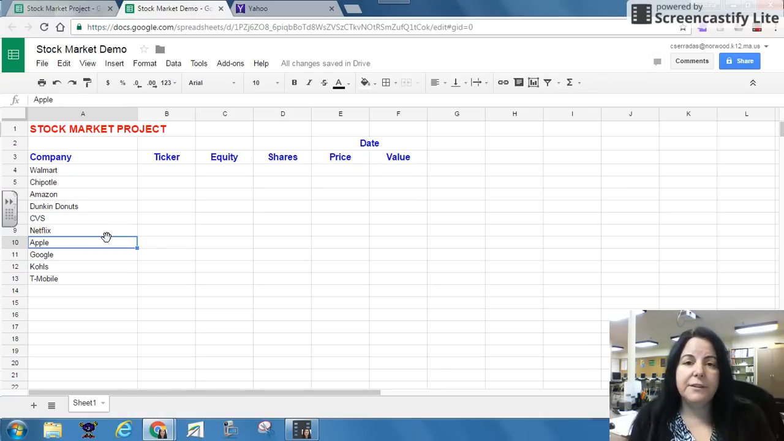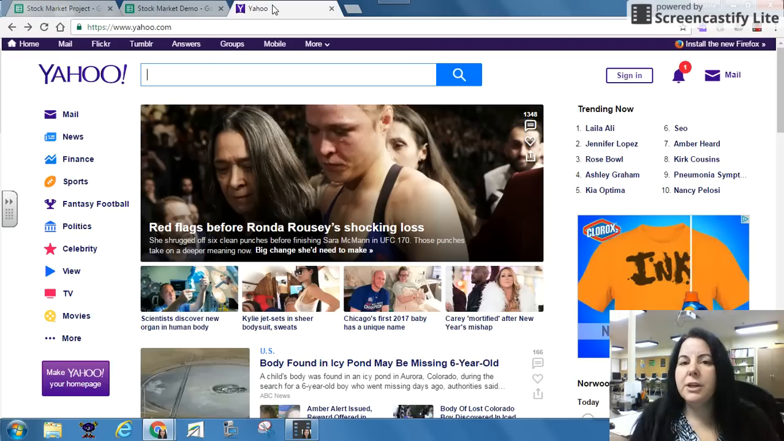The reason why I say 15 is because there's a good chance that some of the companies you select are not publicly traded, and you're going to end up having to get rid of them. You need to make sure you end up with 10 good companies. And once you've brainstormed a list, the next thing you want to do is fill out the ticker, equity, shares, and price information. So to do that, there are multiple different websites that you can use.